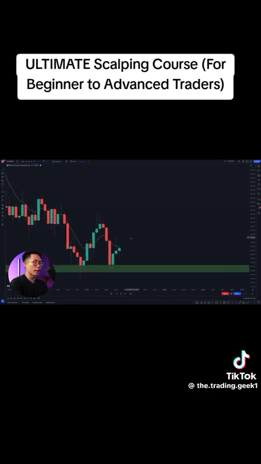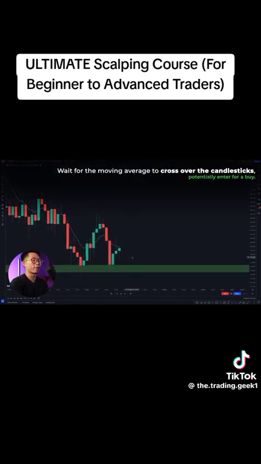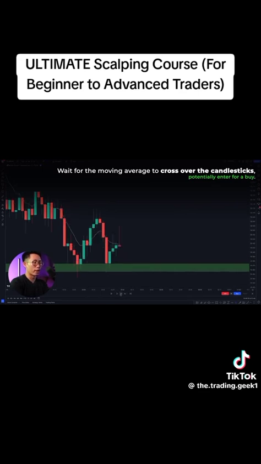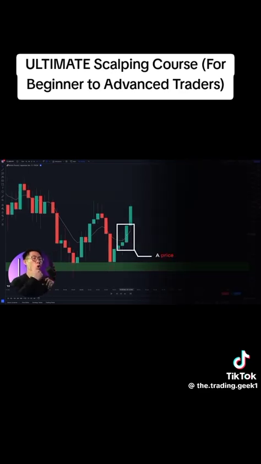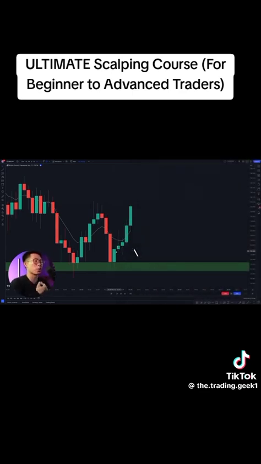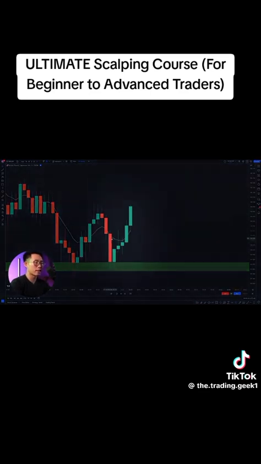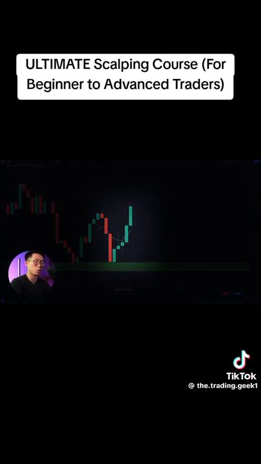soon. So right now, what we want to do is wait for the moving average to cross over the candlesticks, and then that is when we can potentially enter for a buy. So right now we are still waiting, and you can see somewhere right around here, the candlesticks have crossed over the moving average. What does it mean? This means that a reversal is prone to happen. A reversal is about to happen. You can see before that the candlesticks are all below the white line, which is the moving average, and now the candlesticks have crossed over the white line and they are now above the moving average.